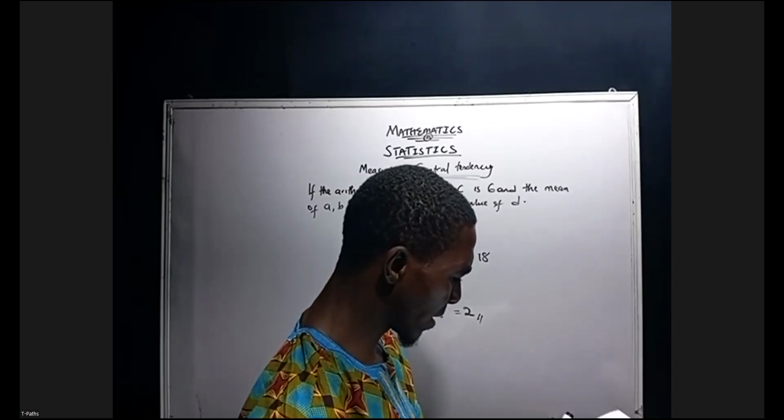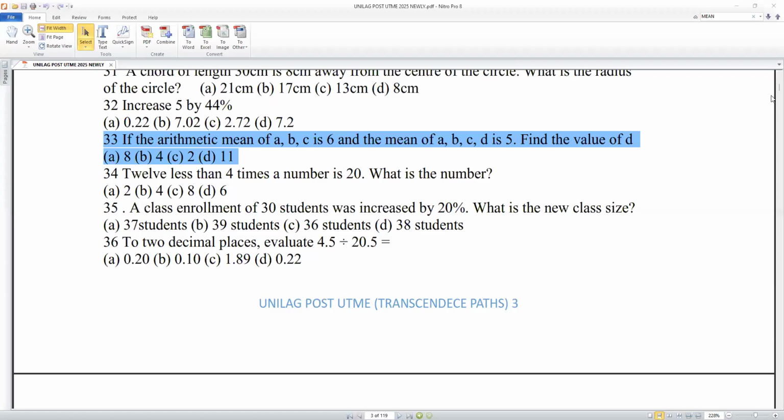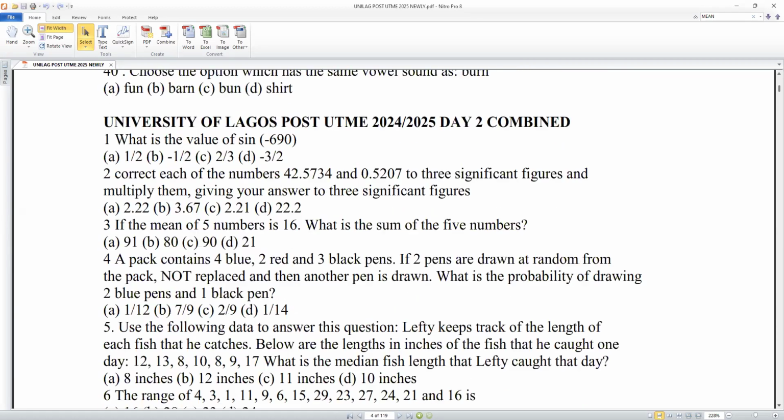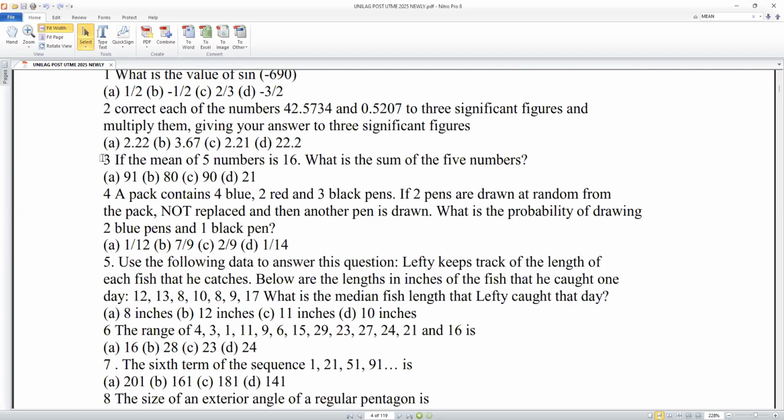There is another question here to me on page 4. Open to page 4 of your past question. Question 3, page 4, question 3.